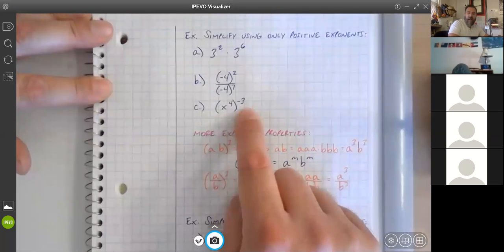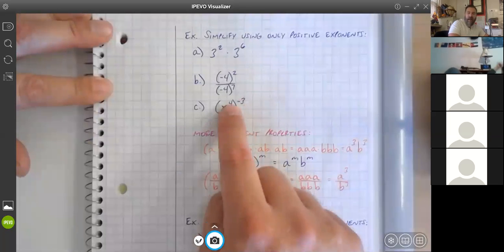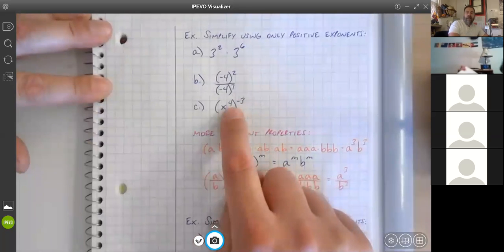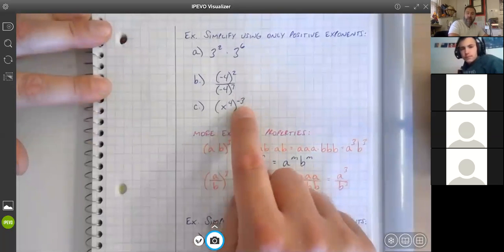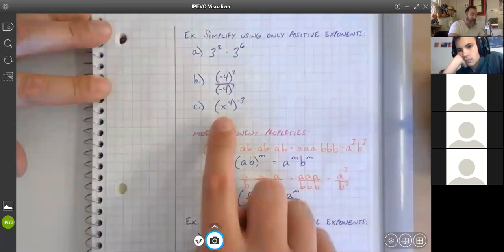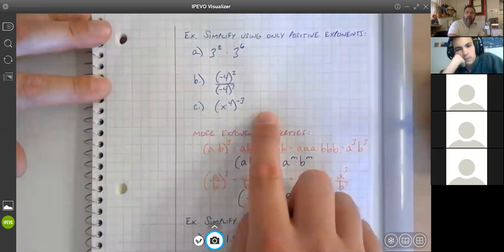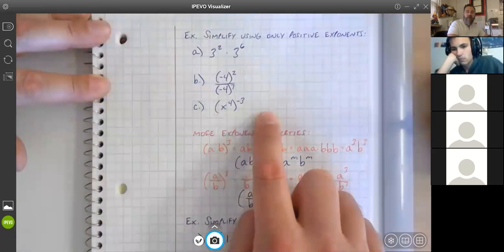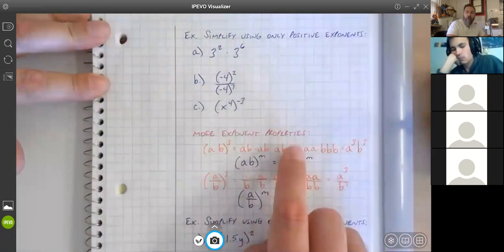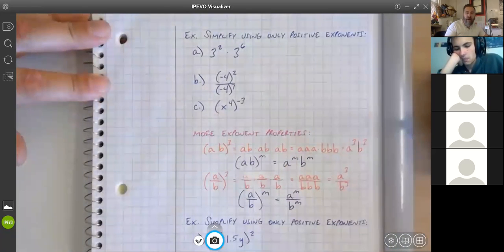It'll always look something like this, where it's in parentheses and you see the exponent outside. Again, the property there is to multiply those together. So I would do 4 times -3. That gives me -12. I'd have x to the -12th power. Again, to make that positive, I just drop it into fraction form. 1 over x to the +12th power.